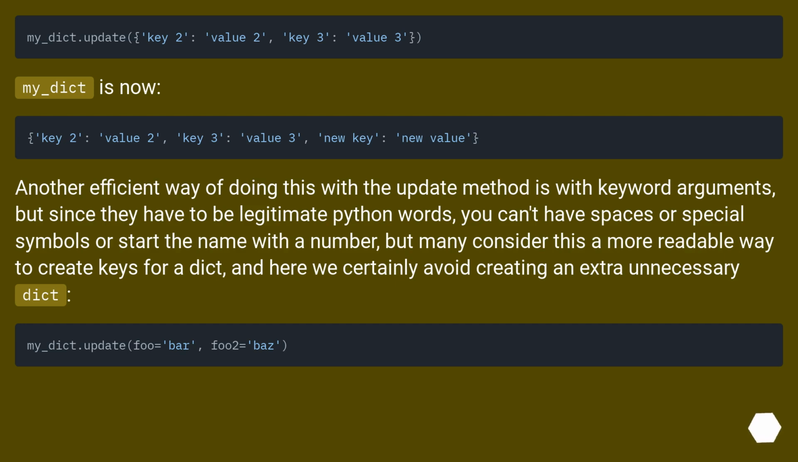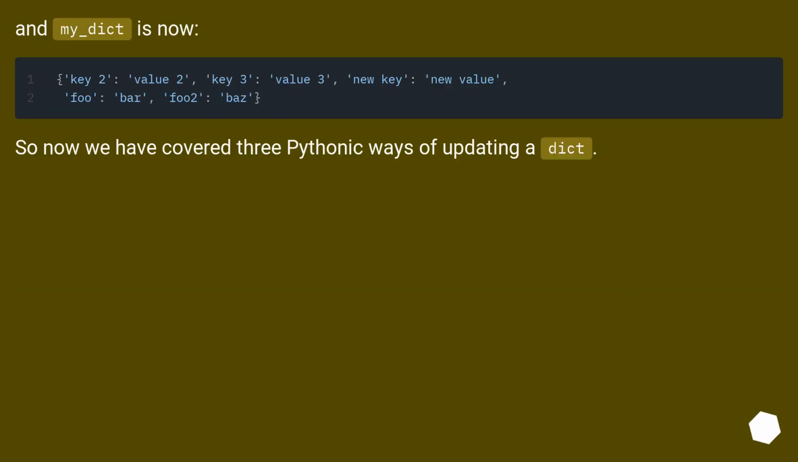Another efficient way of doing this with the update method is with keyword arguments, but since they have to be legitimate Python words, you can't have spaces or special symbols or start the name with a number, but many consider this a more readable way to create keys for a dict, and here we certainly avoid creating an extra unnecessary dict. And my_dict is now: So now we have covered 3 Pythonic ways of updating a dict.